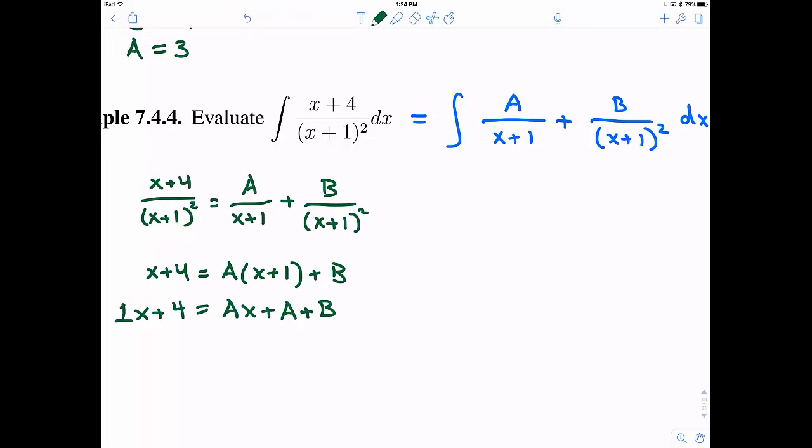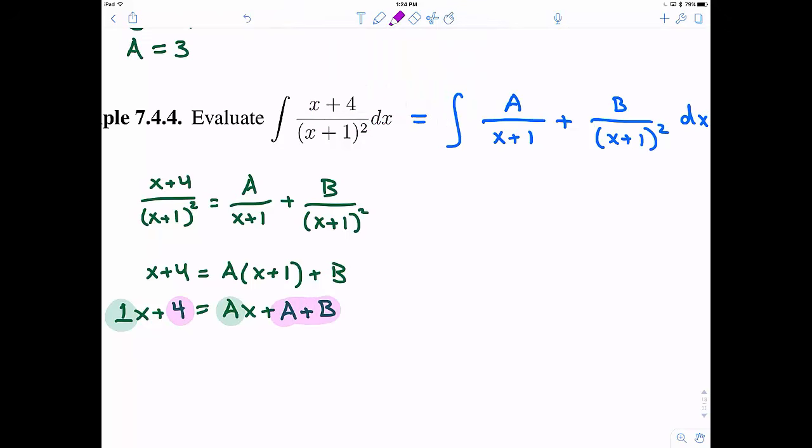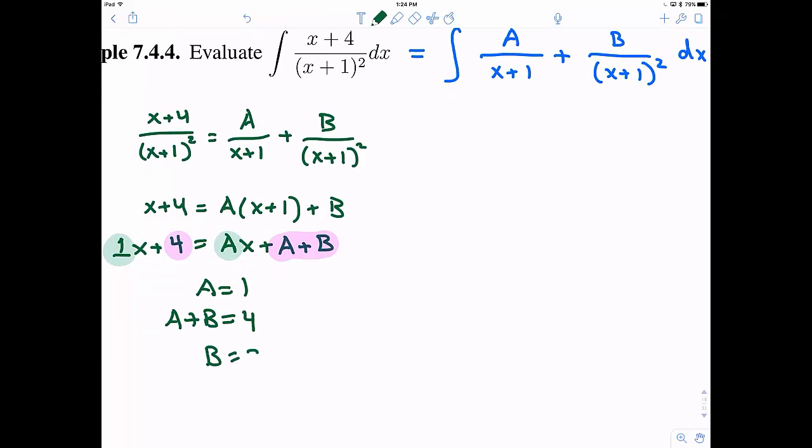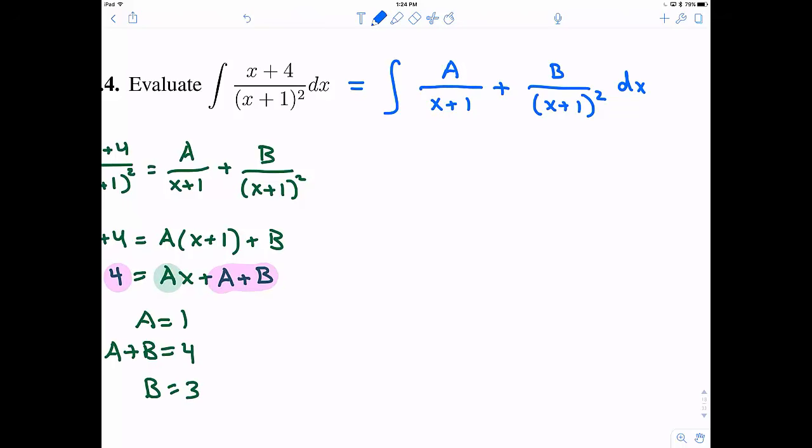And again, I want to group these things with common terms, right? So all the things with x's go together, and all the things without x's, the constant terms, go together. So if these are equal as terms of functions, we have to have a equals 1, and we have to have a plus b equals 4, which means that b has to be equal to 3. So really, the solving of this system of equations was not that difficult. That was a pretty nice one, all things considered. So a equals 1, and b equals 3.